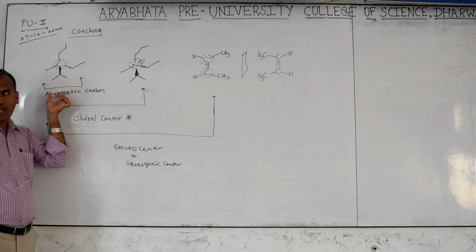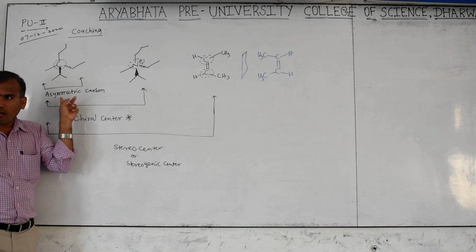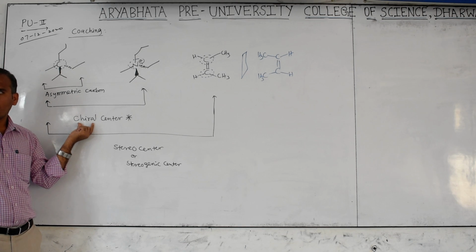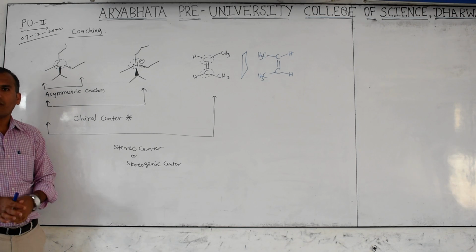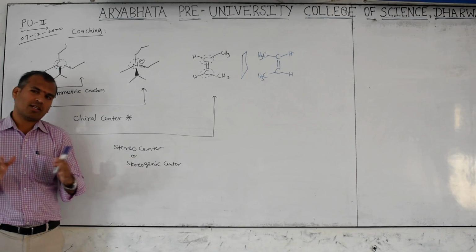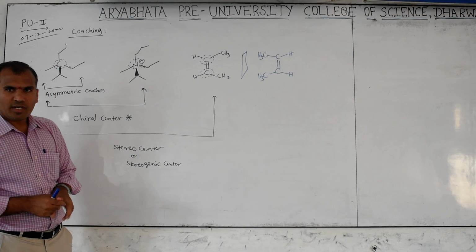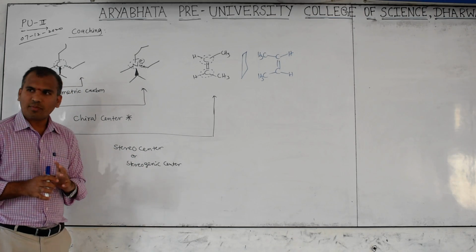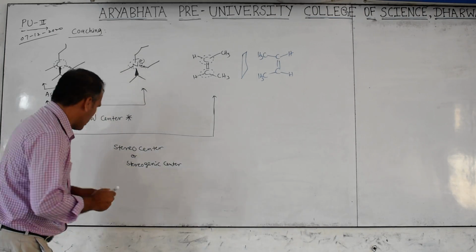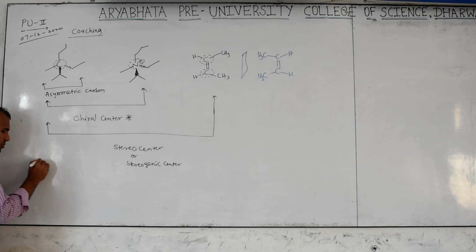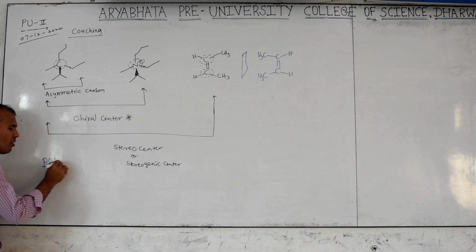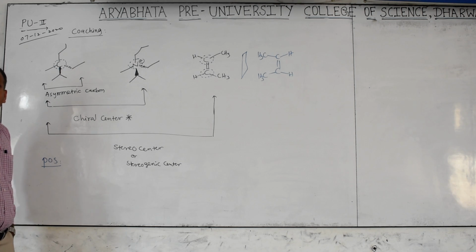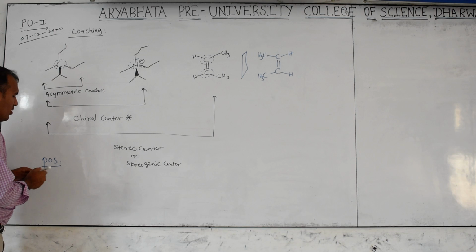This is an asymmetric carbon. Chiral also. All asymmetric carbons are which? Chiral. Asymmetric means what? There are no symmetry elements present. What are the symmetry elements? Plane of symmetry absent, center of symmetry absent. Now we will discuss what the plane of symmetry is. So, one plane of symmetry example. POS, plane of symmetry. Plane of symmetry is denoted with which letter? Sigma.